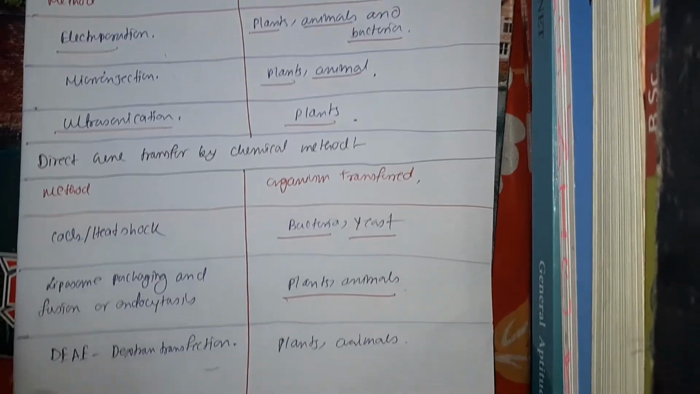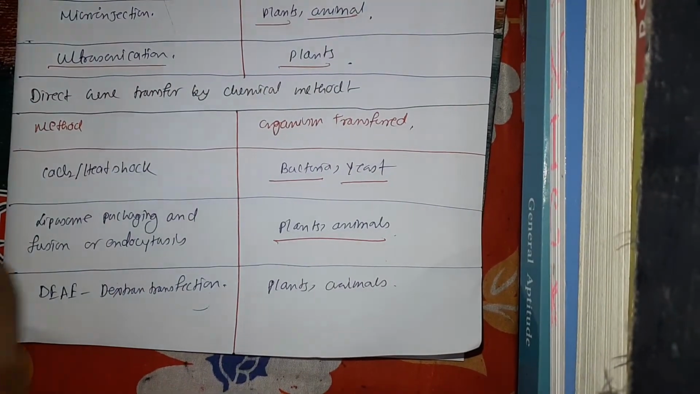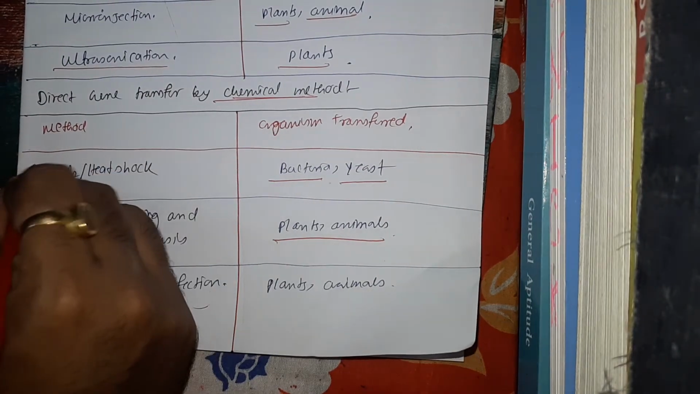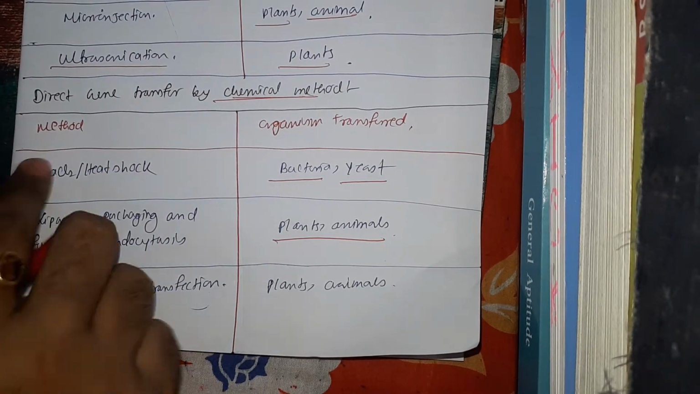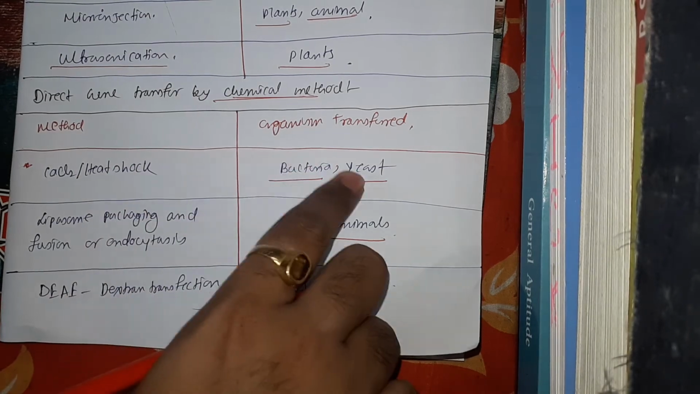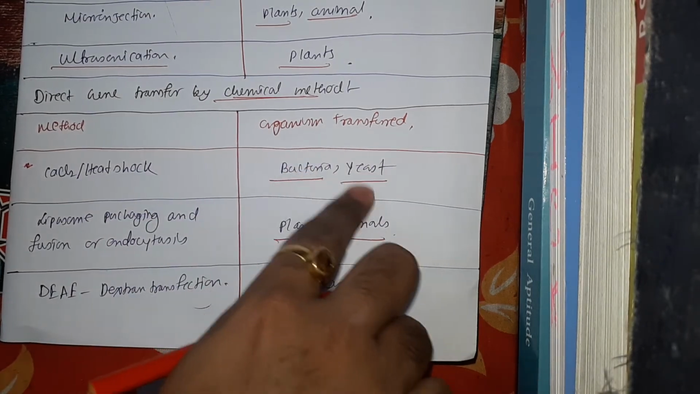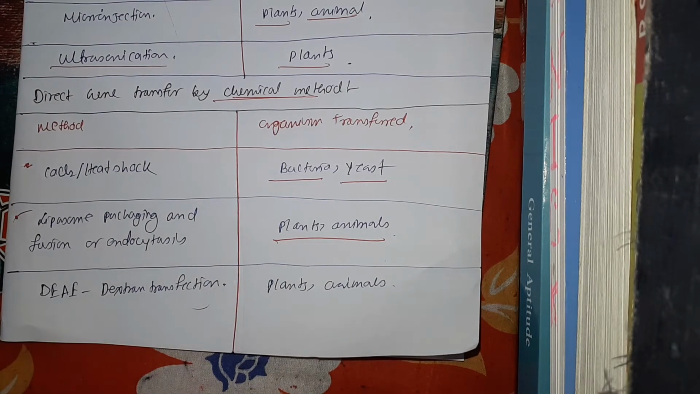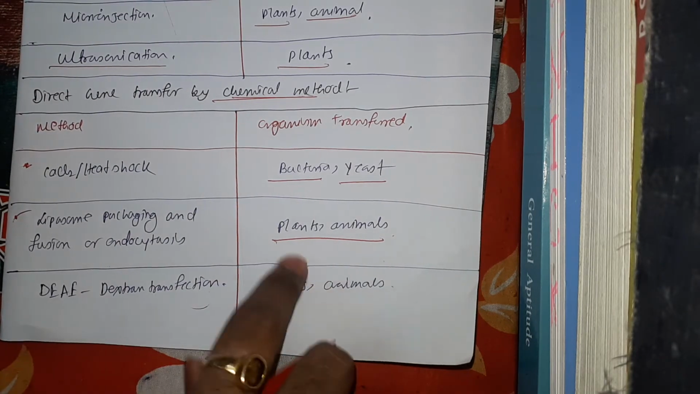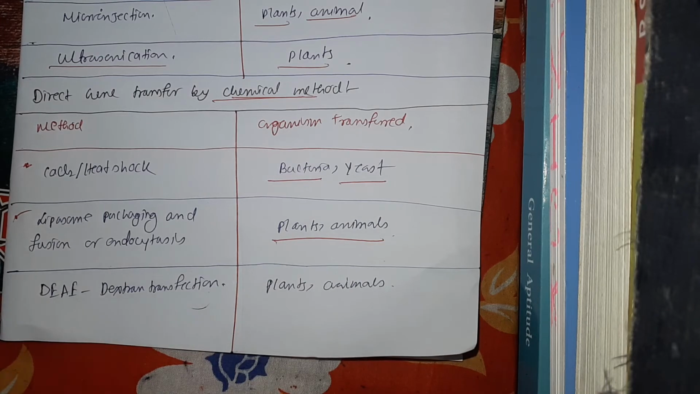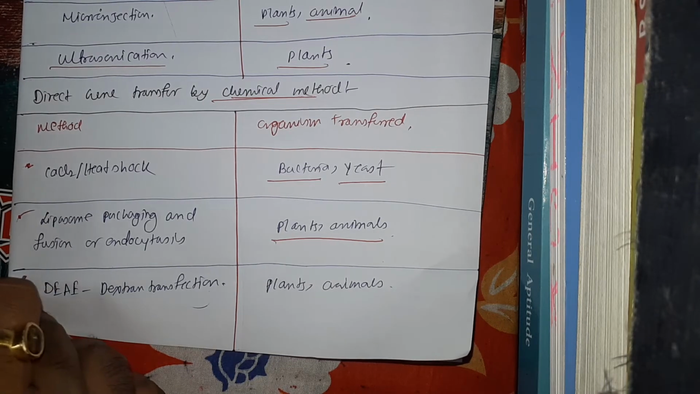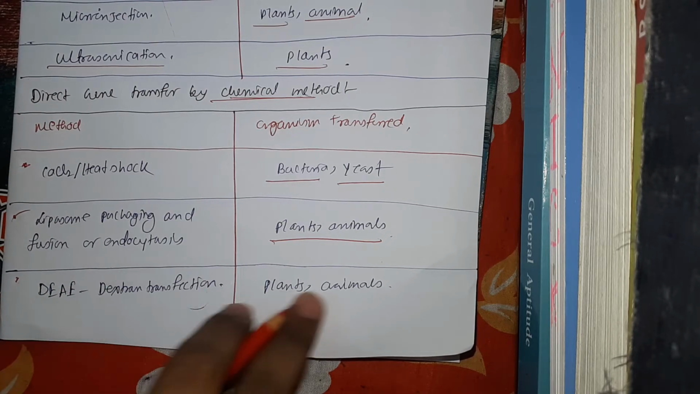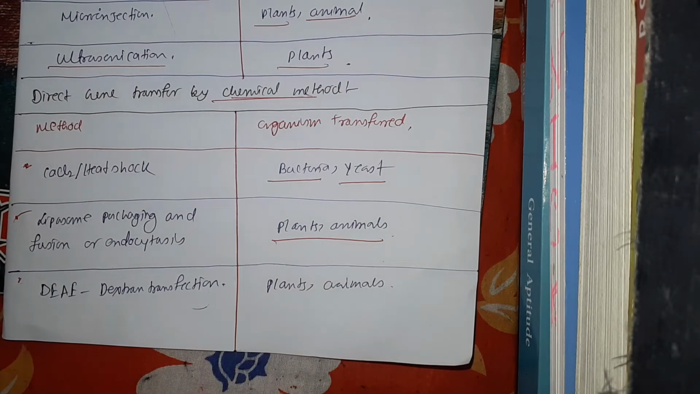We can also transfer the gene by chemical methods. The method here is CaCl2 heat shock. That is important. It is performed when the host is bacteria or yeast. Again we have liposome packaging and fusion or endocytosis, which is used in case of plants and animals. The third one is DEAE dextran transfection. It is also performed in case of plants and animals.